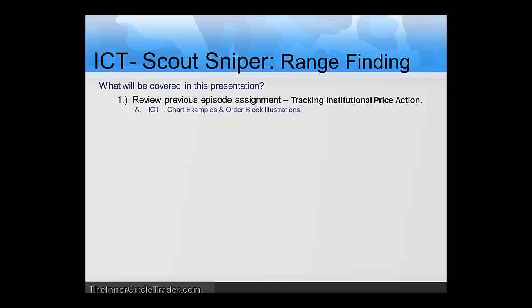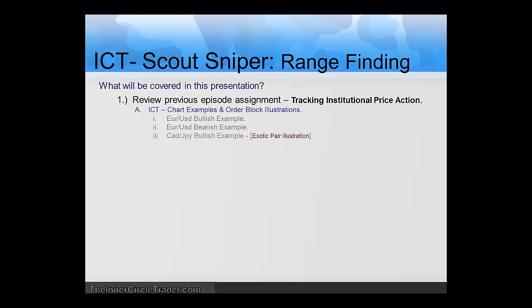For those that didn't do the homework, we're going to be giving a couple examples, looking at specific charts, and giving specific order block illustrations. Now, I worked up a couple illustrations, obviously in the fiber, which is the Euro USD. We'll give you a bullish example. In fact, we're going to probably give you 2 or 3 of them. And we're going to give you a bearish example.